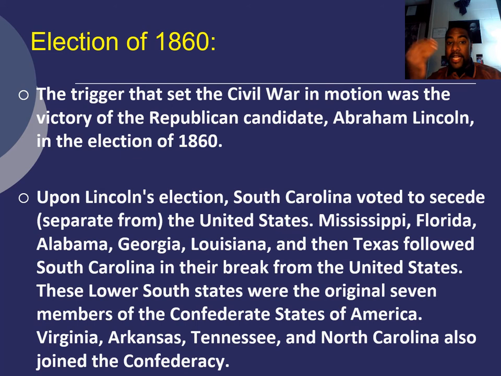The election of 1860, another huge event. The trigger that set the Civil War in motion was the victory of the Republican candidate, Abraham Lincoln, in the election of 1860. Upon Lincoln's election, South Carolina voted to secede, or separate, from the United States. Mississippi, Florida, Alabama, Georgia, Louisiana, and then Texas followed South Carolina in their break from the United States. These lower South states were the original seven members of the Confederate States of America. Virginia, Arkansas, Tennessee, and North Carolina also joined the Confederacy as well.